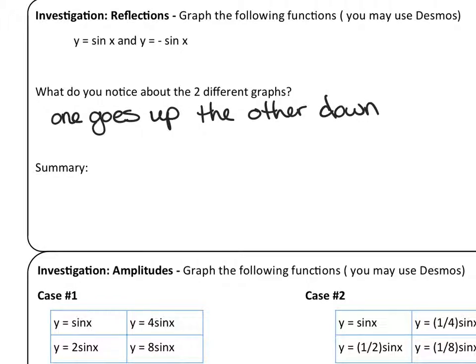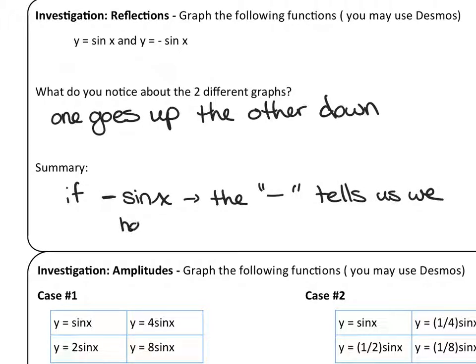So the summary for this: if you have a negative sine x, the negative tells us we have a reflection. Okay, that one's super easy. Anytime you have a negative sign in the front, you're going to start by going down instead of going up.